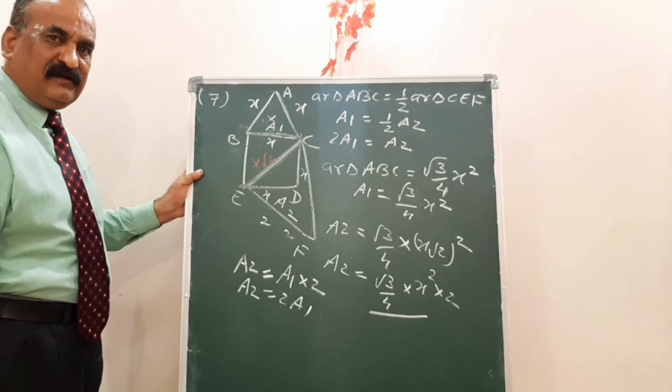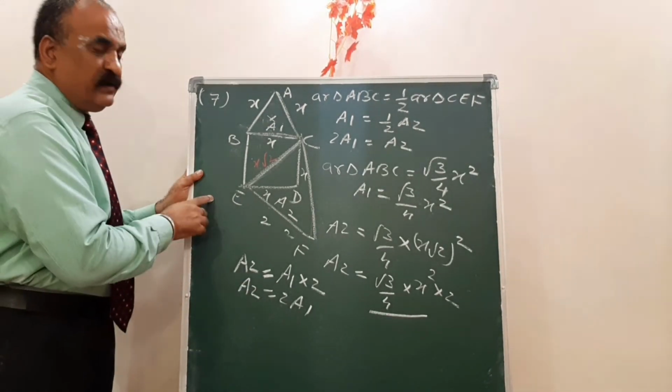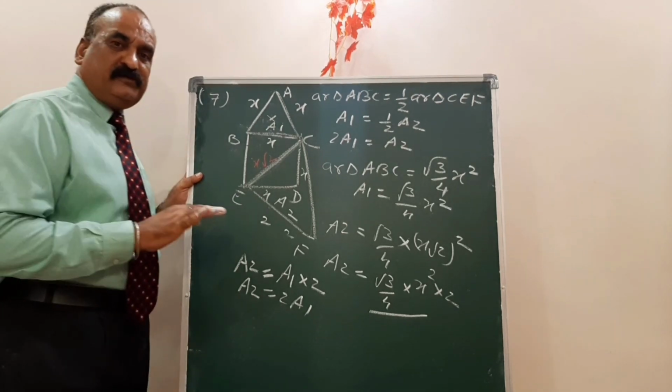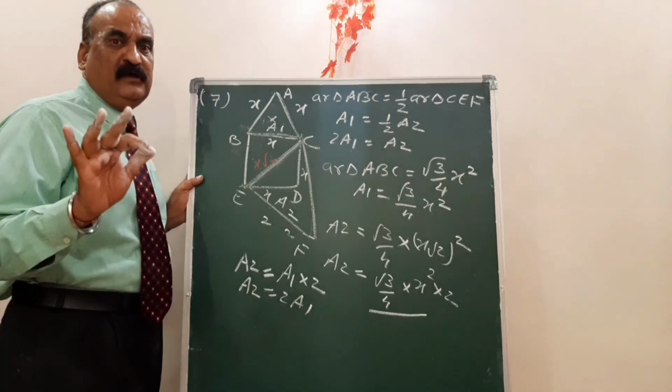क्लियर? आई होप दिस इज क्लियर टू यू. इट इज अ वेरी इंपॉर्टेंट क्वेश्चन. एक ये क्वेश्चन हुआ, और आज जो मैंने 4 क्वेश्चन आपको कराए, दे आर वेरी वेरी इंपॉर्टेंट फ्रॉम एग्जामिनेशन पॉइंट ऑफ व्यू. प्लीज टेक केयर.